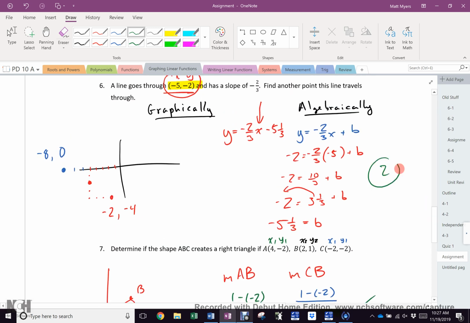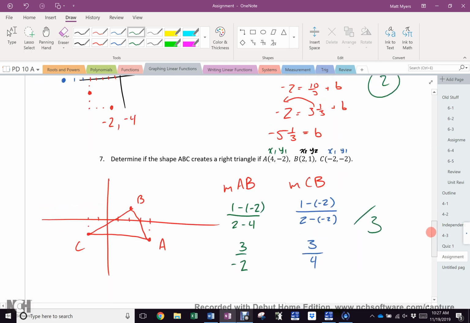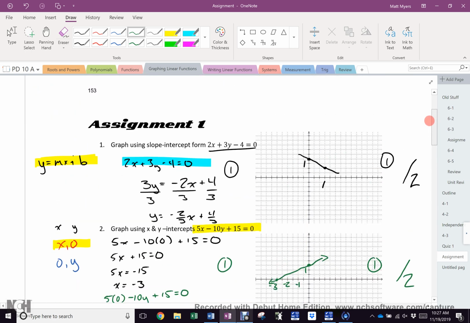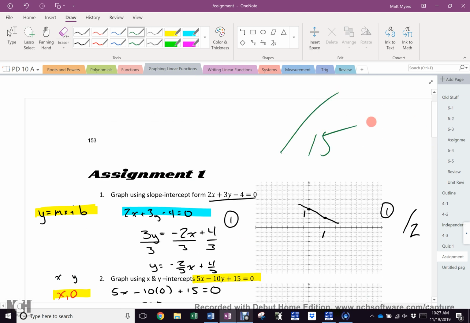This one was out of 2, because you could have done it with counting. 5, 2, 4, 6, 8, 10. It's out of 15. You will give me that score when you do this quiz.